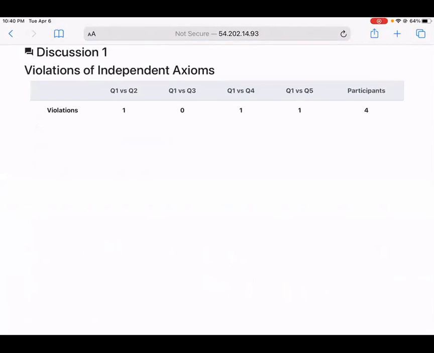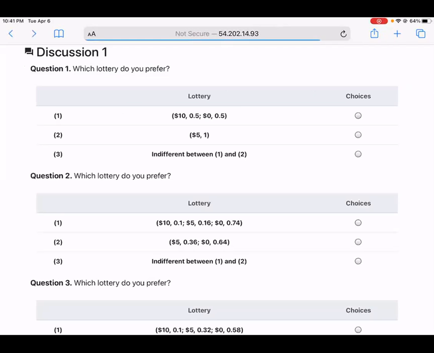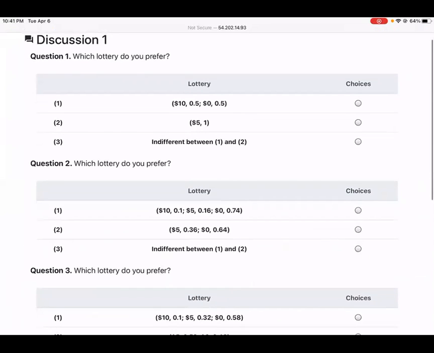Okay, so there were 4 participants, 2 coming from the previous section and only 2 people here. So we counted the number of violations of the independence axiom here. So how do we do that? I was first giving you a choice like this.